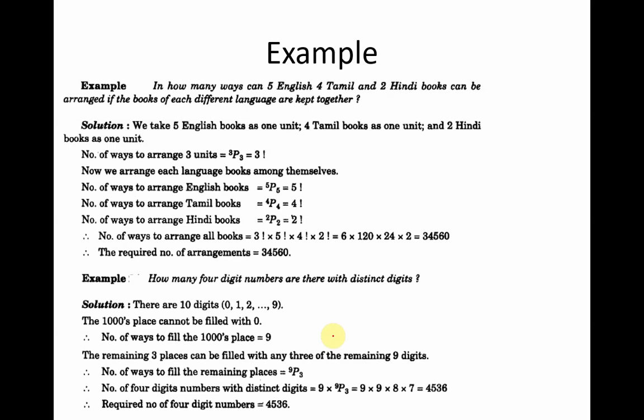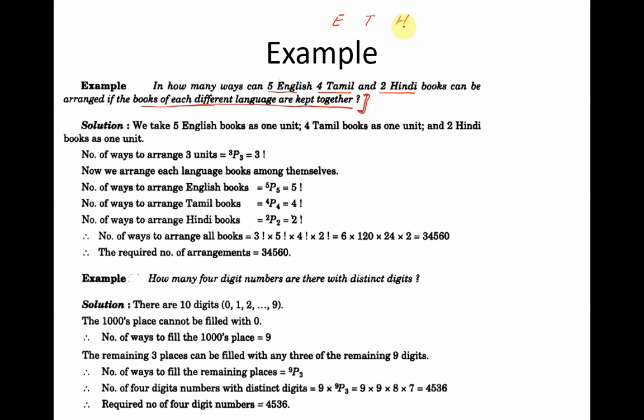Okay, let's take one more example. In how many ways can 5 English, 4 Tamil and 2 Hindi books be arranged if the books of each language are kept together? Now this line that says the books of different languages are to be kept together is actually a very important line, because it gives us a very easy, very effective method of solving the question. It says that the 5 English books can be considered as a single unit. Let's call that unit E. The 4 Tamil books can be considered as a single unit. Let's call that unit T. And the 2 Hindi books can be considered as a single unit. Let's call that unit H.